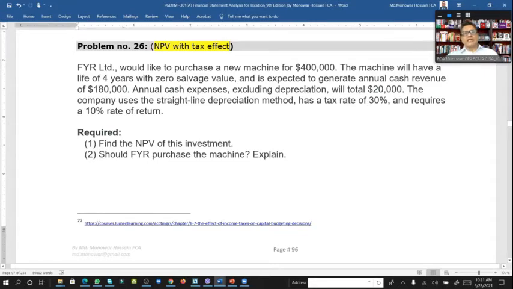So one company would like to purchase a new machine. For example, its price is $4 lakh. The machine will have a life of 4 years with zero salvage value and is expected to generate annual cash revenue of 1,80,000 per year. Annual cash expenses excluding depreciation will total 20,000. The company uses the straight line depreciation method.